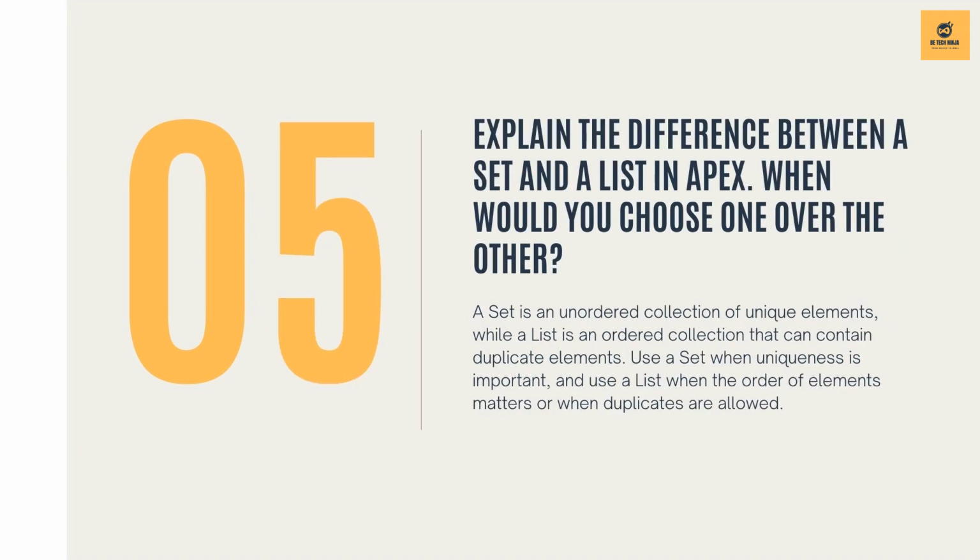Explain the difference between a set and a list in Apex. When would you choose one over the other? A set is an unordered collection of unique elements, while a list is an ordered collection that can contain duplicate elements. Use a set when uniqueness is important, and use a list when the order of elements matters or when duplicates are allowed.